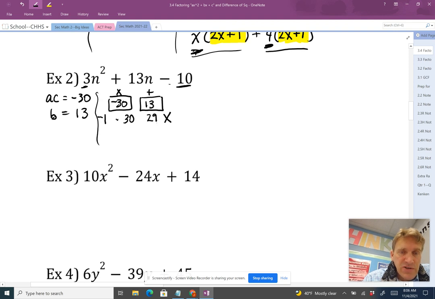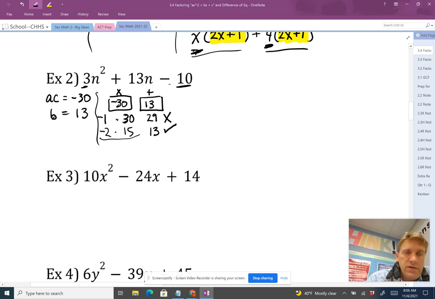These two combine to give us 29. But we do have the sign in the right space on a larger number. So I'm going to put negative 2 times 15, and that would be negative 30. Negative 2 plus 15 is 13. Those are the numbers that we're looking for.